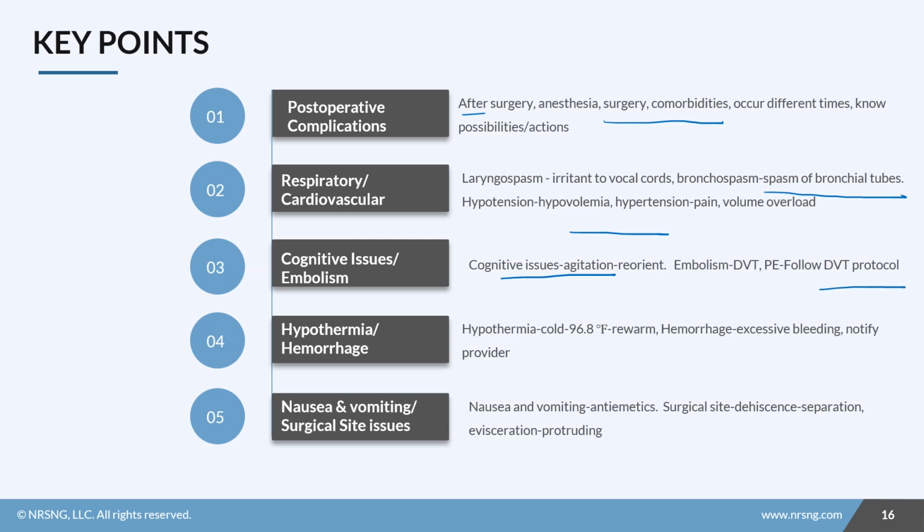Postoperative hypothermia, where the patient's temperature is less than 96.8 and they're very cold, the patient might shiver. Warming interventions should be utilized. Excessive bleeding or hemorrhage is another complication where the provider should be notified, as the patient may need to return to surgery. Finally, postoperative nausea and vomiting is super common. Antiemetics and fluids are utilized to treat and prevent, and surgical site issues like dehiscence or surgical site separation and evisceration or protruding organs is a medical emergency, and the provider should be notified immediately.